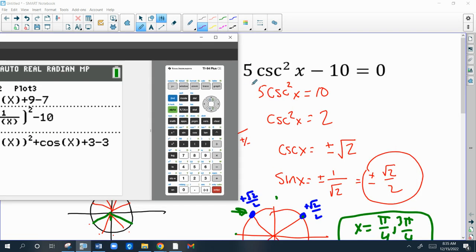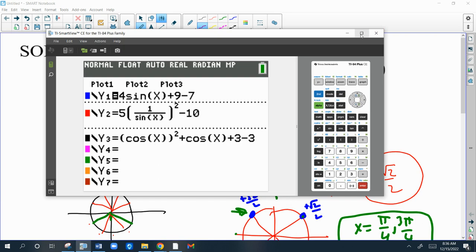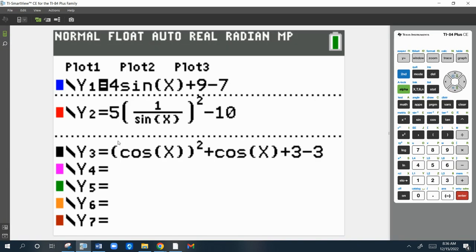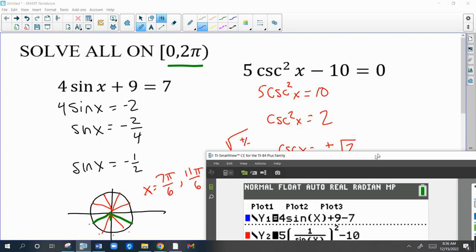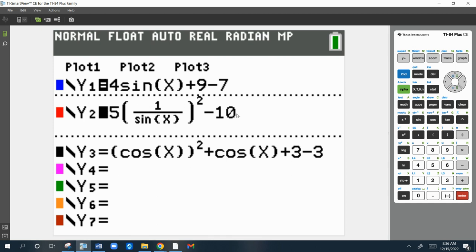The next one is the trickiest one because we don't have a cosecant on our calculator. Remember, cosecant is the reciprocal of sine, so it's 1 over sine, but you have to square that whole thing. So when I typed in the 5 cosecant squared, I typed it in as 5, and then in parentheses, 1 over sine. Close my parentheses and hit square, and then minus 10, because it's already equal to 0.